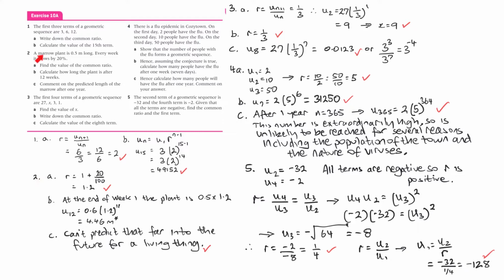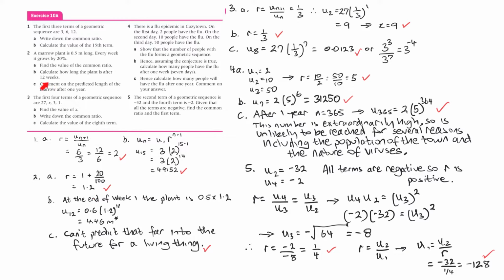Let's have a look at number 2. A marrow plant is 0.5 metres long. Every week it grows by 20%. Now if it grows by 20%, the 0.5 is going to get larger each time. So be careful. r is not 20 over 100. It's not 0.2 because then 0.5 wouldn't get any bigger. We have to add a 1 to that. So we go 1, that's the initial size, plus 20 over 100, which is 1 plus 0.2. So r is 1.2. Okay.